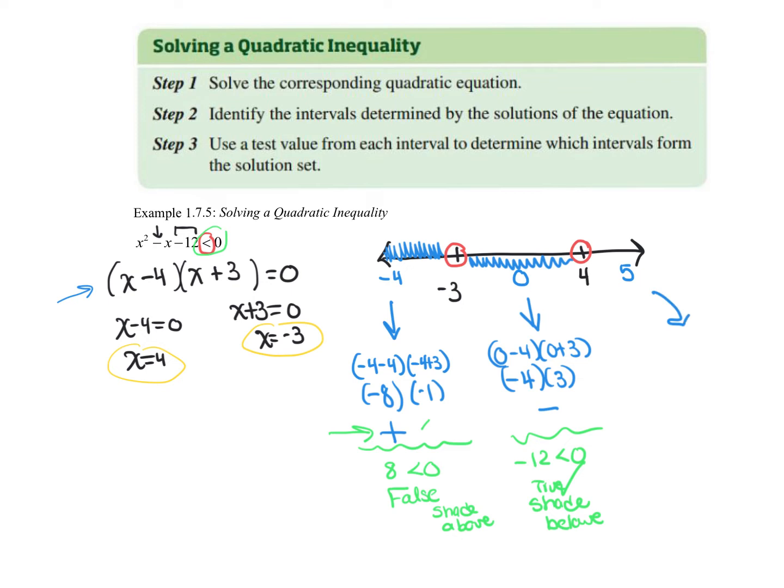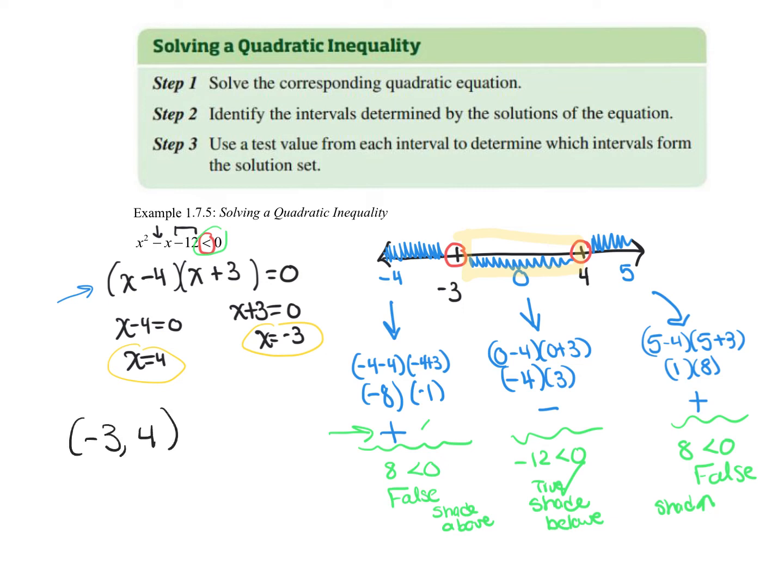And then 5 over here, I get 5 minus 4 times 5 plus 3. So this is a 1 times an 8, which is a positive, and we're going to shade up. Your book would say, so the 8 less than 0 is a false, so you shade up. And so the question is, where is my parabola less than 0? And the answer to that is this piece right here. So my answer is parenthesis, because I cannot equal it. So parenthesis, negative 3, comma 4 with another parenthesis.